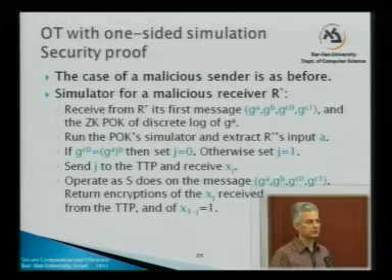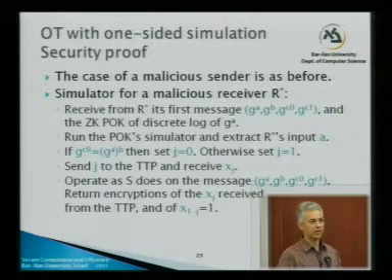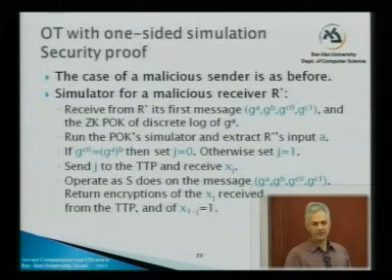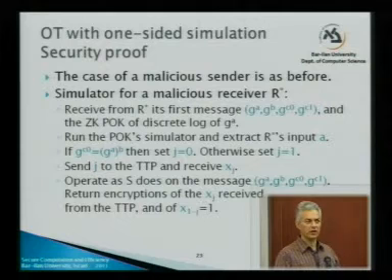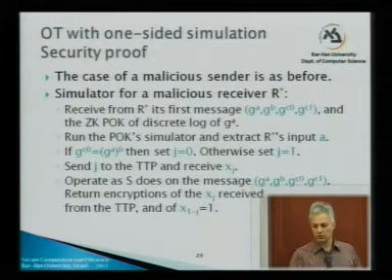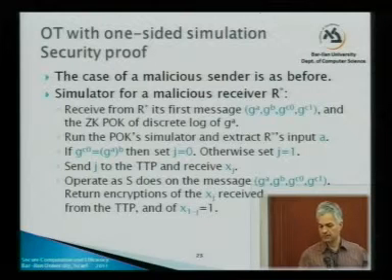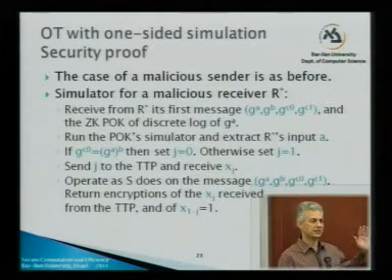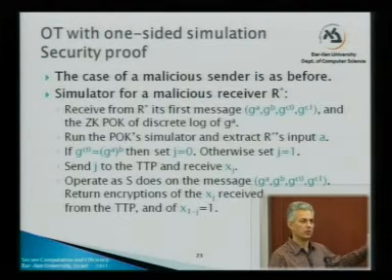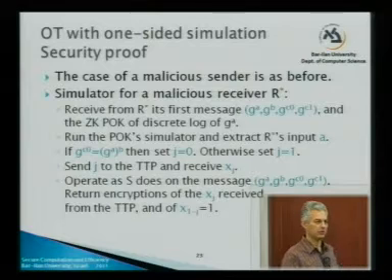Now we return encryptions to the receiver exactly as in the protocol. So the xj we encrypt as in the protocol, and the x1 minus j we don't know because we only ask the trusted party for one value. So we just say, okay, let's say that x1 minus j is 1, we encrypt it and hope that the receiver doesn't notice that we put the 1 instead of the actual value of x1 minus j.